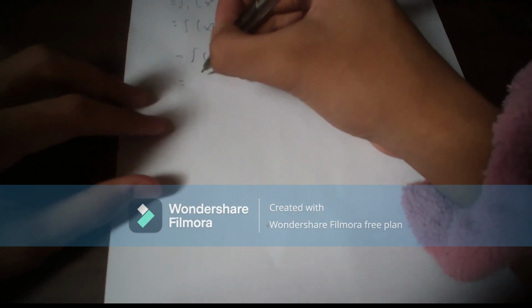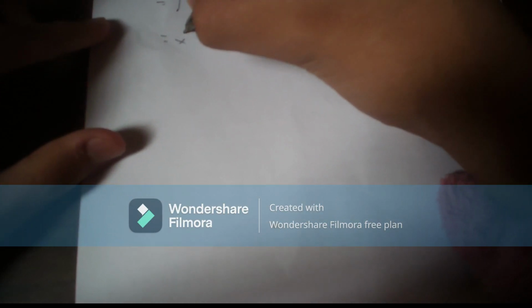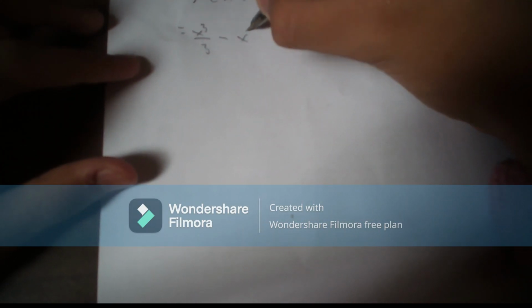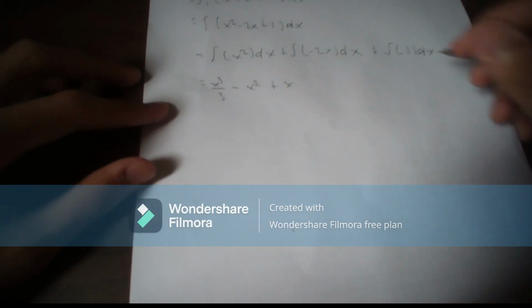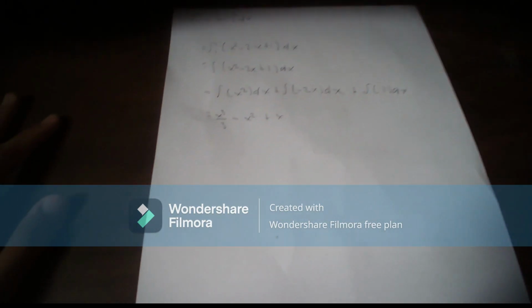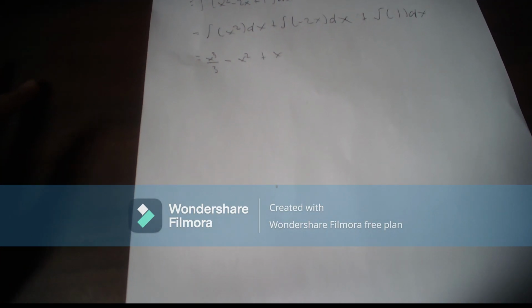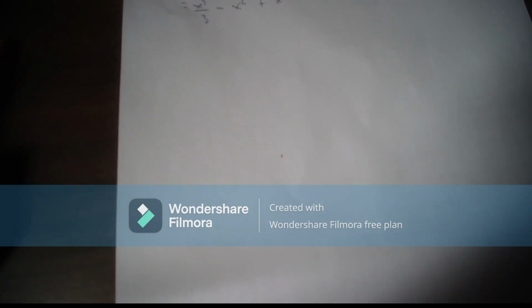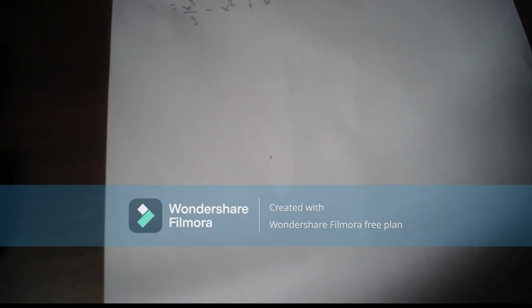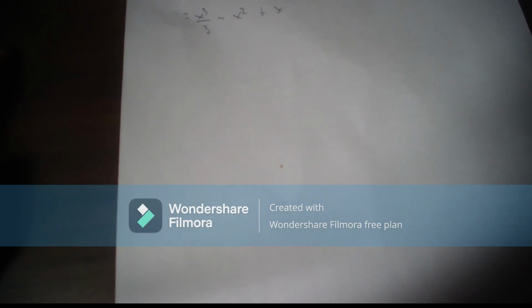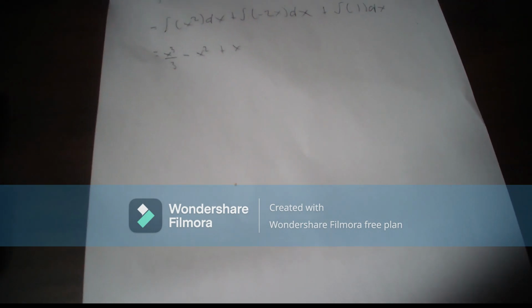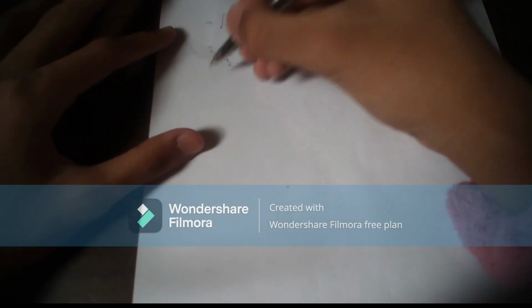So this equals x cubed over 3 minus x squared plus x. And after that it's upper limit minus lower limit. The definite integral is the antiderivative of the expression evaluated at the upper limit minus the antiderivative evaluated at the lower limit of integration. So basically it's upper limit minus lower limit again.